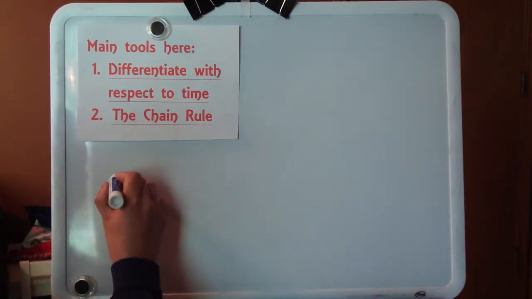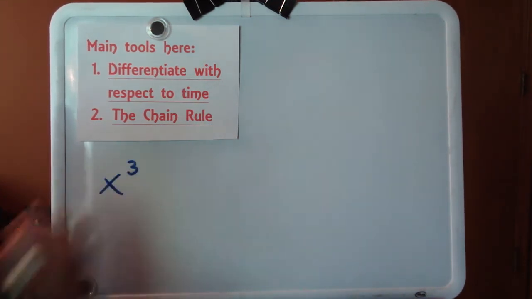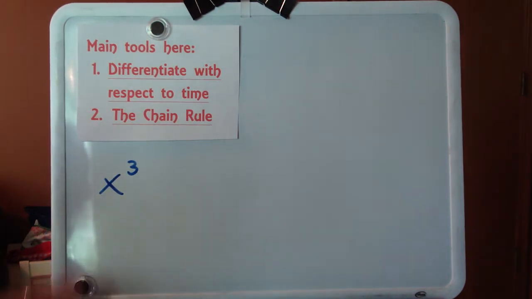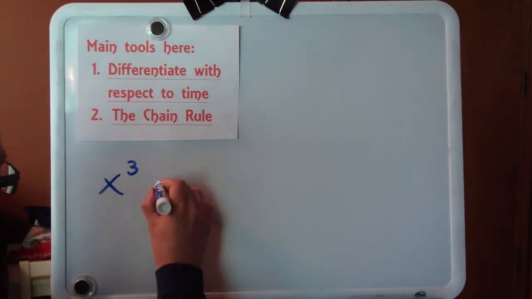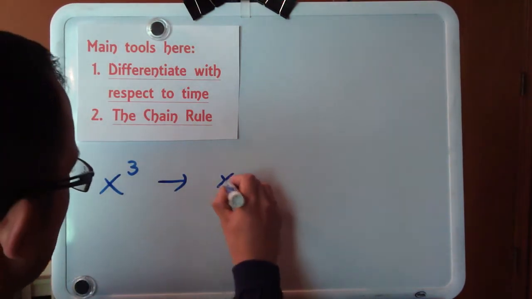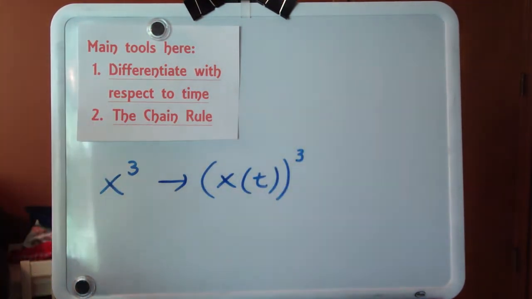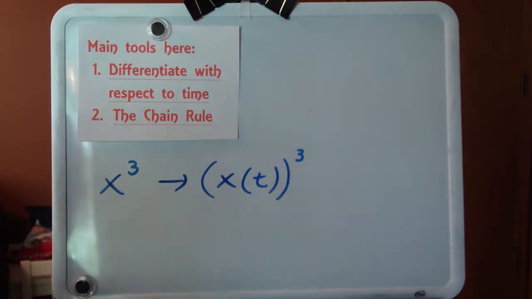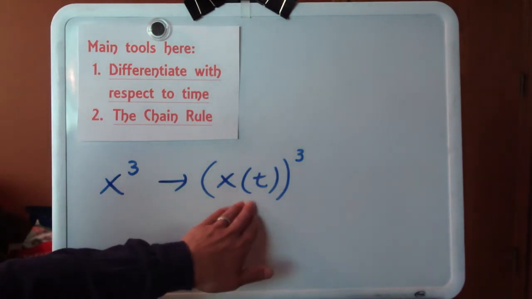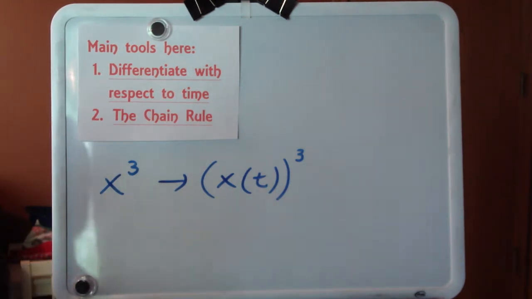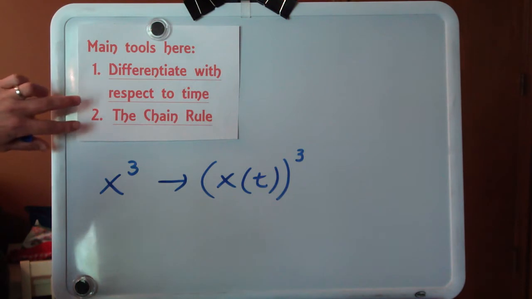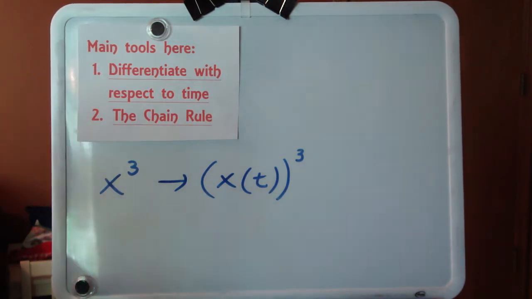So I'll just make something up, say like x to the third power. Now, if x is a variable that changes with time, then the best way to interpret this is not as x to the third power, but x as a function of time. So this is x of t raised to the third. As soon as you see something like this, when we think about how it changes with respect to time, x now looks like an inner function. It looks like an inside part of the function, and that's why it reminds us of the chain rule.